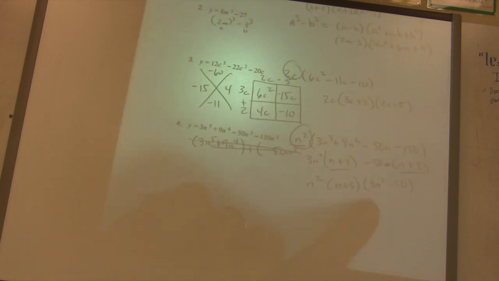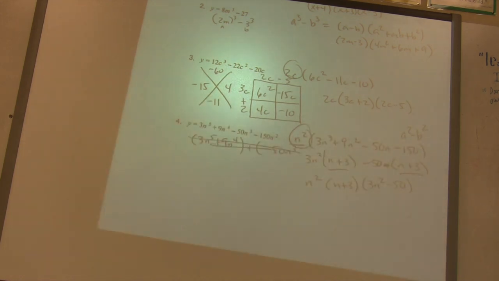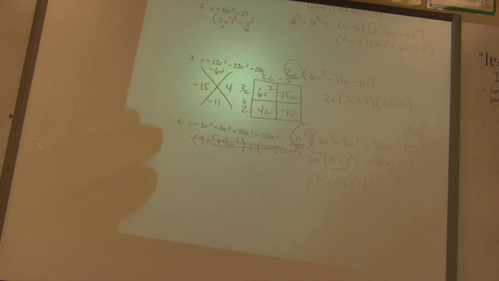Now because I have a squared here, I should check to see if I can factor that further. But it's two terms and it's minus, so the only thing it could be would be if it's a squared minus b squared. And I can't take the square root of either one, so I'm done. So these are the factoring ones.